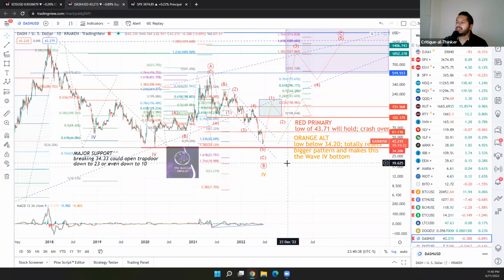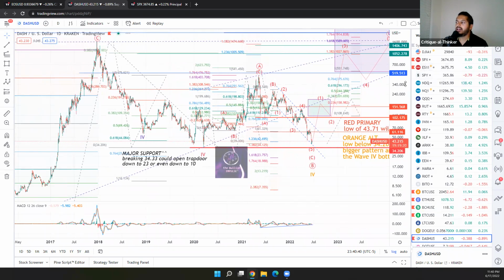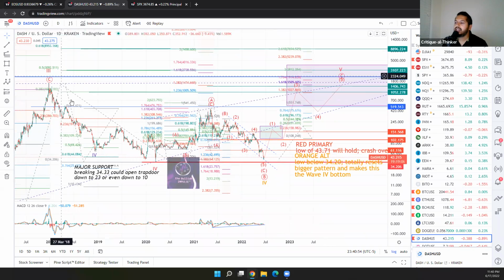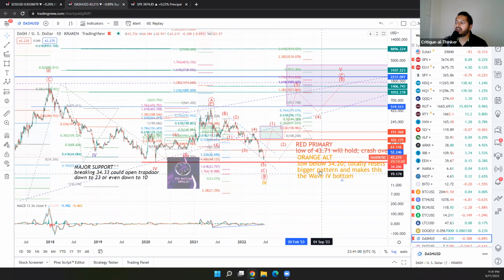Dash, this is kind of in a bit of a yellow light warning. I know that EOS has broken our support that we had in March of 2020. So there's a chance we have a bit more continued downside action and reset the entire fifth wave. That would mean that this entire ABC was one continuous fourth wave correction. That's what the orange alternate pattern here is.